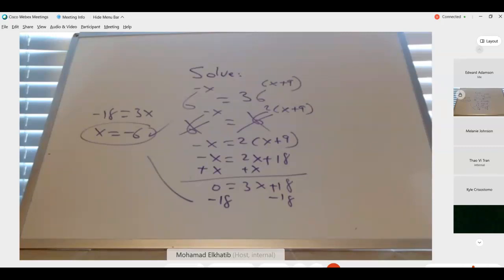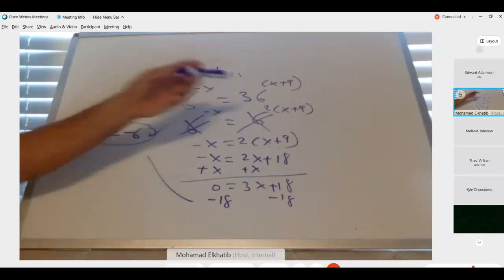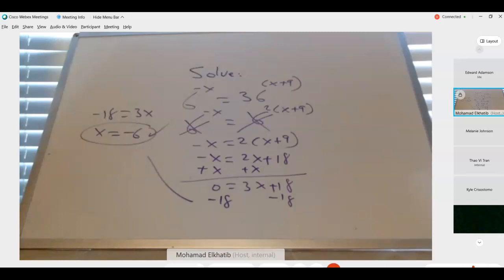So go ahead and copy this, class. And if you have any questions, let me know. I just need to show you one more problem on this type. Then I'm going to give you the type where you cannot make this raised to a power. And as you're copying, don't wait till the very end to say, I don't understand any of this. Ask questions as I go on, class, please. Okay?